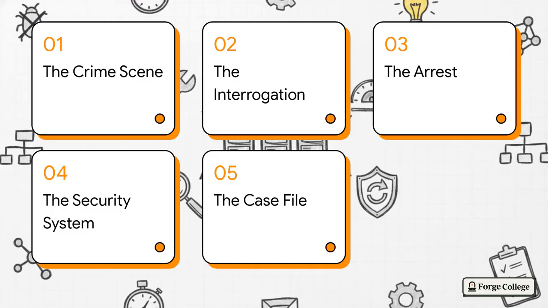Here's our docket for today. First up, the crime scene. Then, number 2, the interrogation. 3 is the arrest. 4, the security system. And finally, number 5, the case file. Let's just get right to work.